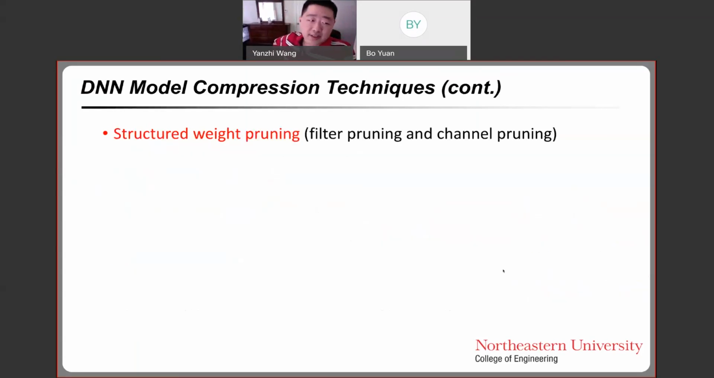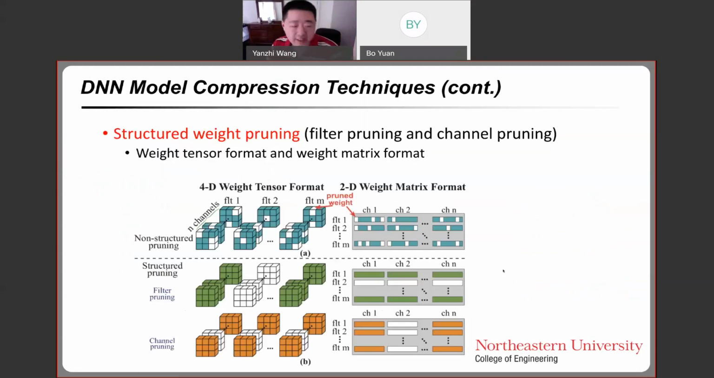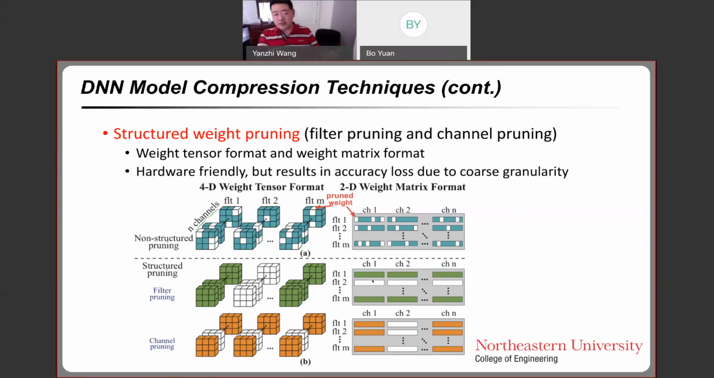To improve on this, many people work on structured weight pruning, where we eliminate whole filters or whole channels. So if we look at structured pruning versus unstructured pruning, structured pruning eliminates whole rows, whole columns, whole filters, or whole channels. So the remaining computation can still be parallelized on hardware devices. But the problem here is that it is too coarse-grained, so it results in certain accuracy loss.